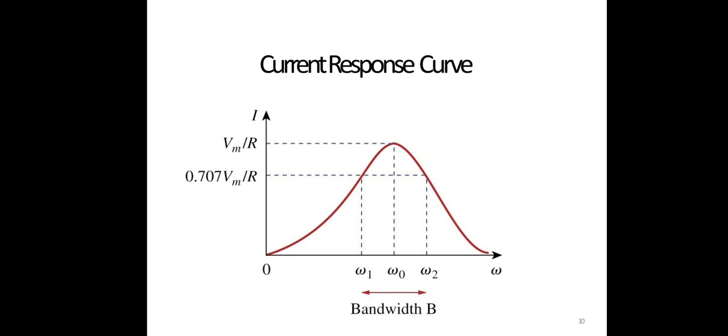If you observe that at the upper and lower 3 dB points, the frequencies will be omega 2 and omega 1 respectively. So whatever the width in between omega 1 and omega 2 is called the bandwidth. And at the center frequency or the resonant frequency, the maximum selectivity is attained, which is at Vm by R. So therefore maximum current will flow through that.